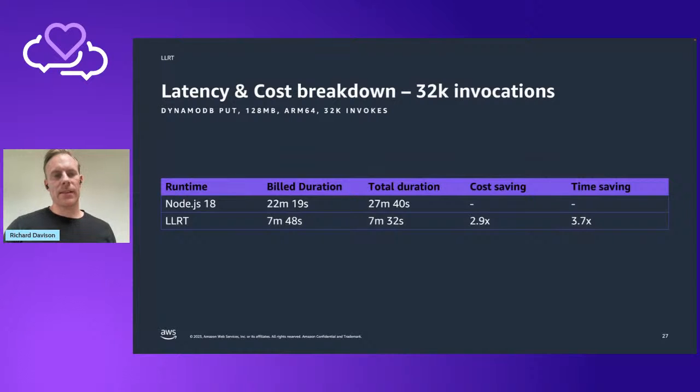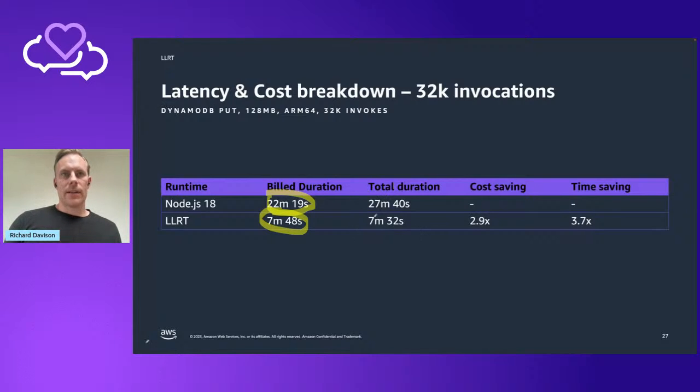And what does this mean? Taking a look at the cost and latency for that particular test, we can see here that Node.js had a build duration of 22 minutes and 19 seconds, and LLRT had only 7 minutes and 48 seconds.